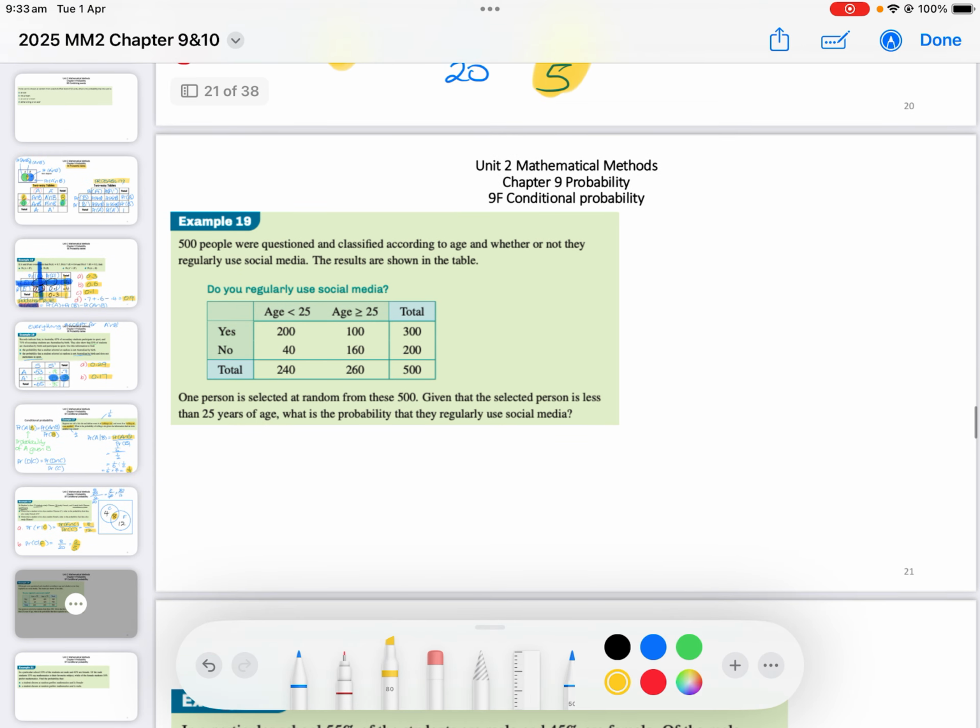We've still got a couple more. 500 people questioned and classified according to age, whether or not they regularly use social media. So what are we looking at? A person is selected at random from these 500 people. Given that they're less than 25, so I'm going to go given that less than 25. So that's my second bit. What is the probability that they use social media?